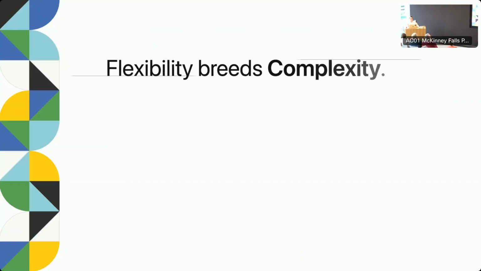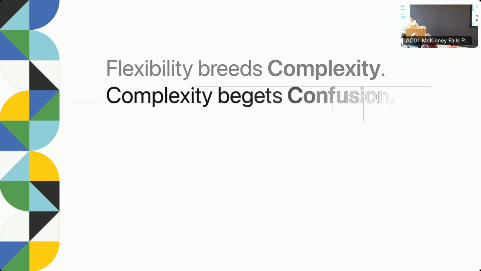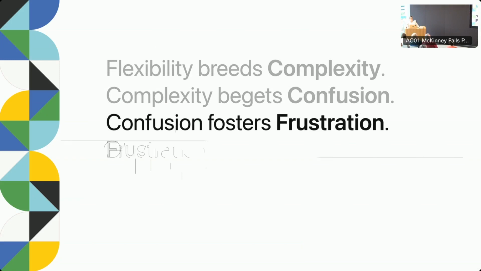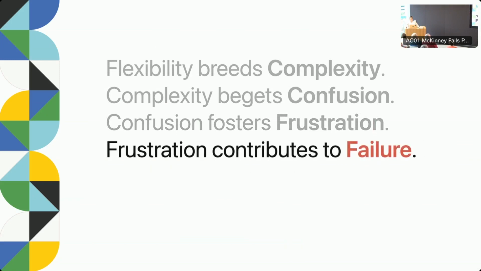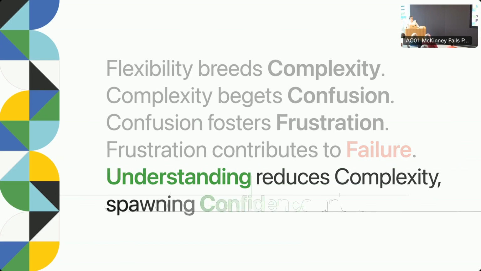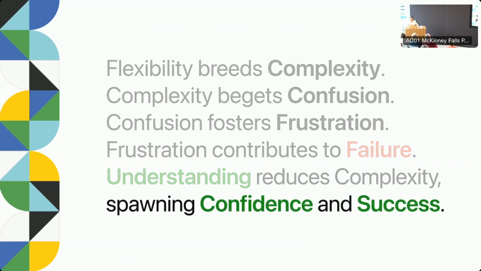So there's a simple truth I'm sure you're all familiar with. It goes something like this. Flexibility breeds complexity. Complexity begets confusion. Confusion fosters frustration. And frustration is fertile ground for failure and doubt. However, understanding reduces complexity, spawning confidence and success. That's where we want to go.